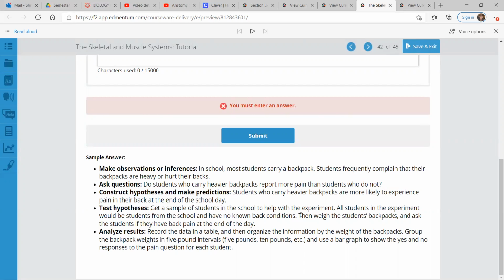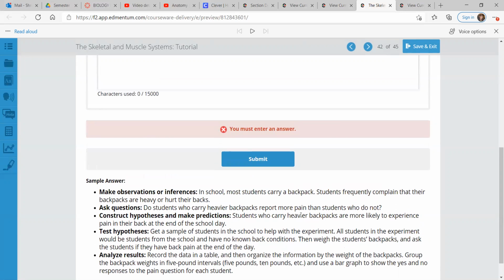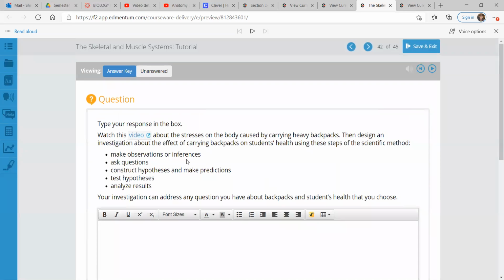All students in the experiment would be students from the school and have no known back conditions. Then weigh the students' backpacks and ask the students if they have back pain at the end of the day. And then you're going to analyze results: record the data in a table, organize the information by the weight of the backpacks, group the backpack weights in 5-pound intervals, and use a bar graph to show the yes or no responses to the pain question for each student. So that's a sample way to create a scientific investigation.